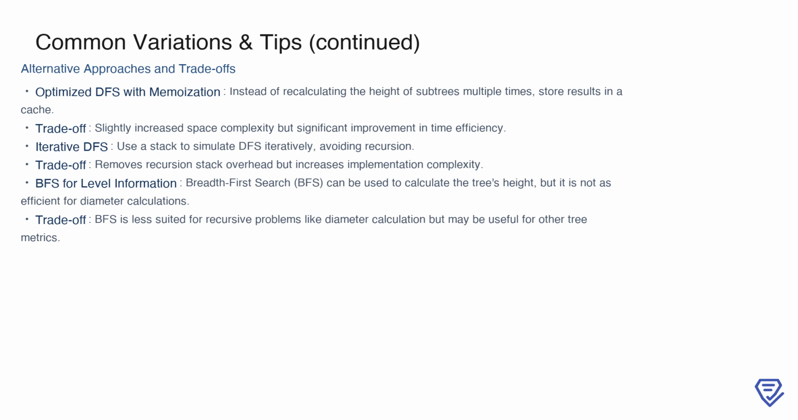Additionally, while breadth-first search, or BFS, is an excellent choice for calculating level information or the tree's height, it's less efficient for diameter calculations due to its inherently different traversal pattern. While BFS may not be ideal for this specific problem, it can be useful for other tree-related metrics. Choosing the right approach depends on the problem's constraints and the trade-offs you're willing to make.